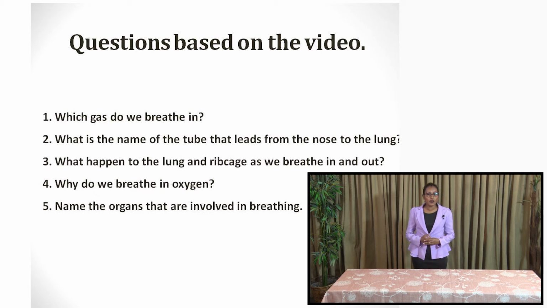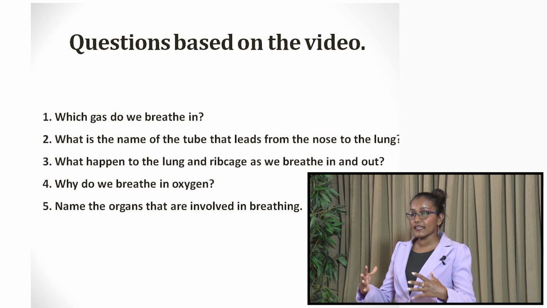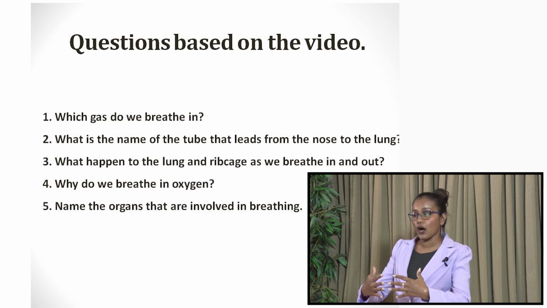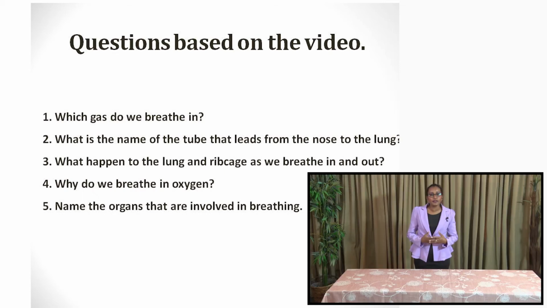Question 3. What happens to the lungs and rib cage as we breathe in and out? As we breathe in, the lung inflates, causing the rib cage to move out and up. And as we breathe out, the lungs reduce in size, so it causes the rib cage to go in and down.